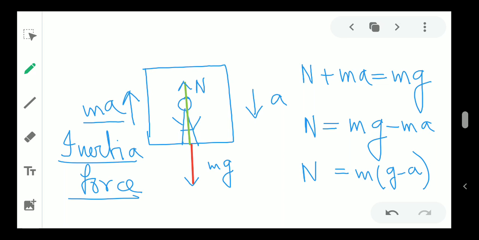In normal cases, when the movement was not there, it was N equal to mg, that is, the feeling was my actual weight. But in this scenario we have normal reaction equal to mg minus ma. That means the feeling will be lesser, so I will feel that my weight has decreased when the lift is going down. Now let us talk about the scenario when the lift is going up.